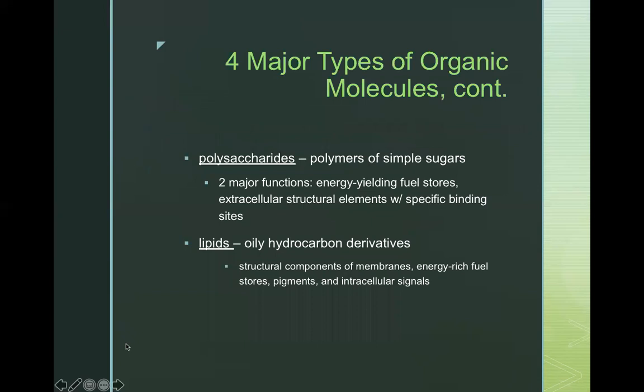Okay. My 4 major types of organic molecules. I have polysaccharides, which are simply polymers of simple sugars. These are carbohydrates. Okay, that's just another way to say it. 2 major functions. They are energy yielding fuel stores and extracellular structural elements, so they help sort of hold things in place. Lipids, which are oily hydrocarbon derivatives. These are structural components of membranes. They're an energy-rich fuel store. They're found in pigments. That's why a lot of pigments stick to clothes really nicely, because they are oil-based, and they are also involved in intercellular signals.